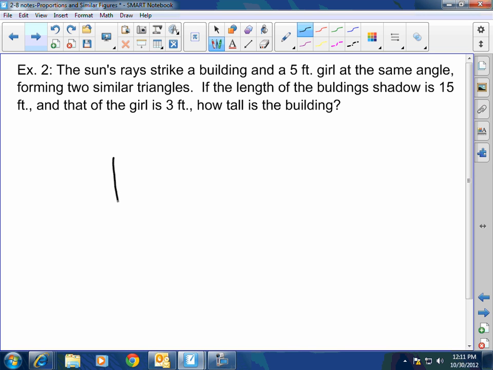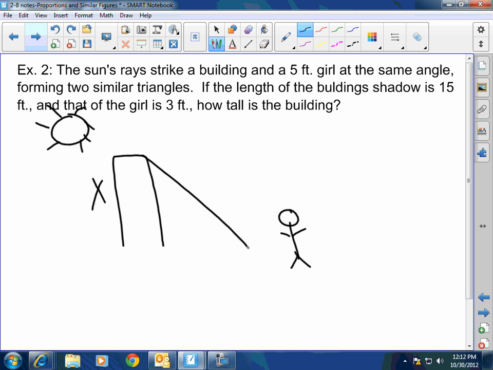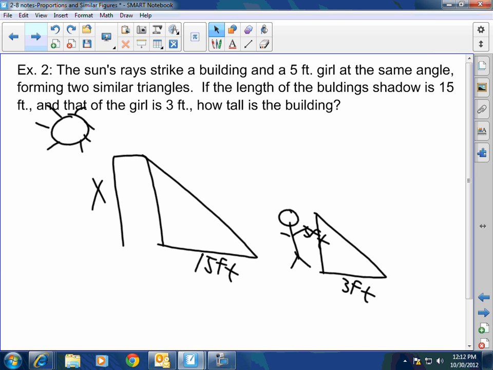So I have a building. Wow, that's a tough building. And I have a girl. So I like stick figures. Yay, okay. So the building is X feet high. I got the sun here, and the sun is beaming its rays at the same angle. So it's going to create a shadow. The shadow that is created from the building is 15 feet. This young lady is 5 feet tall, and the shadow that she creates with the sun is 3 feet. Before I even start to continue this, does that make sense? The rudimentary sketches that I just made.